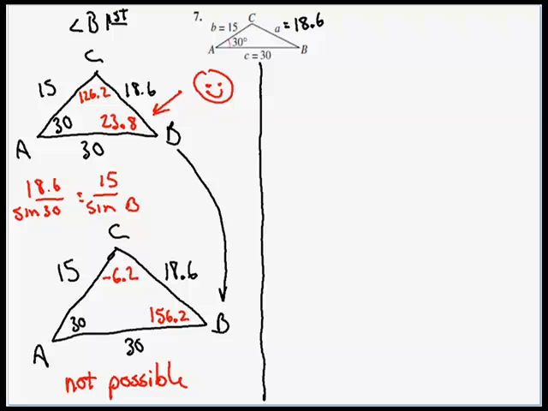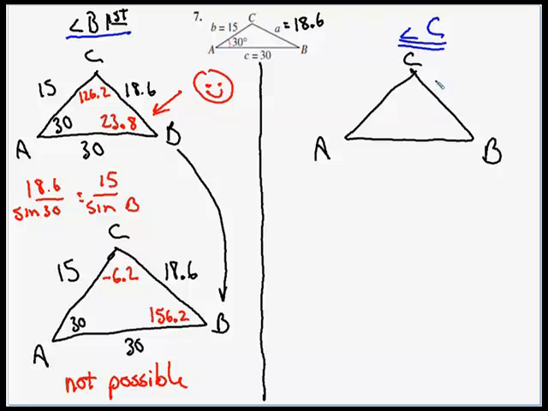Now let's say when you were doing your practice problem, maybe you didn't go for angle B first, maybe you went for angle C first. And this will lead us down a different path. One of the turns will take us to the good triangle, the other turn will take us to another nonsense triangle. So if we go after angle C, we're going to need two triangles. ABC, 18.6, 30, this is 15. The one angle we were given was 30.